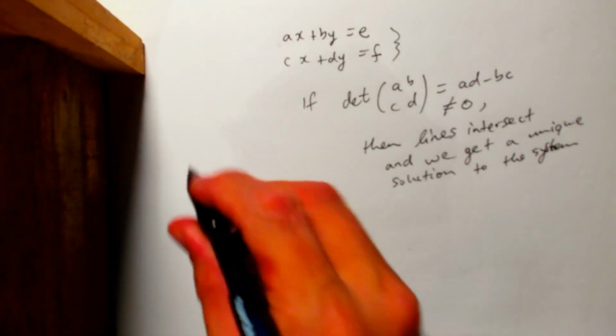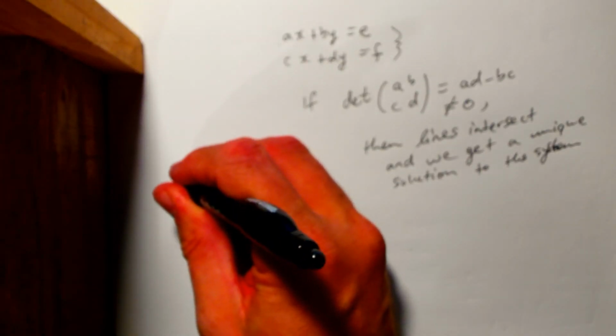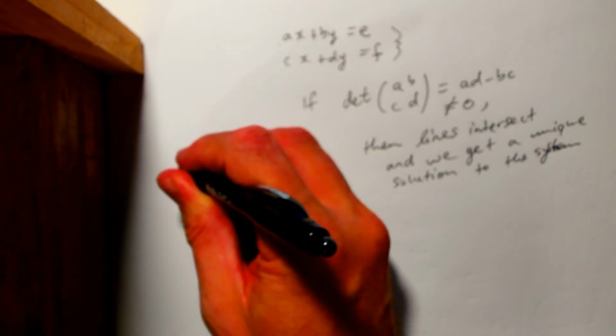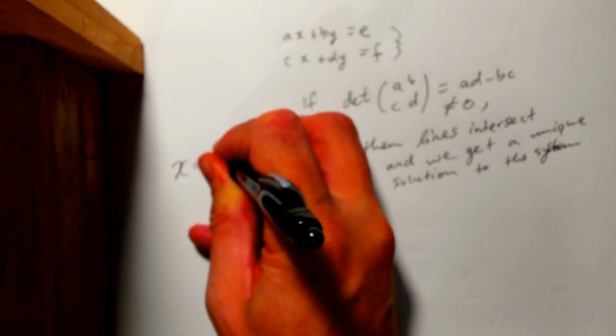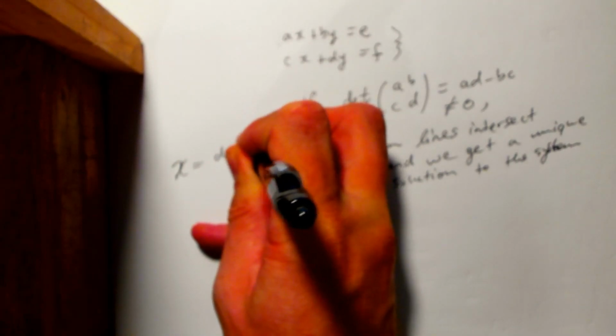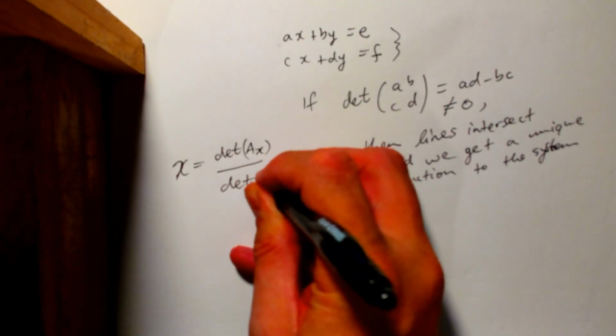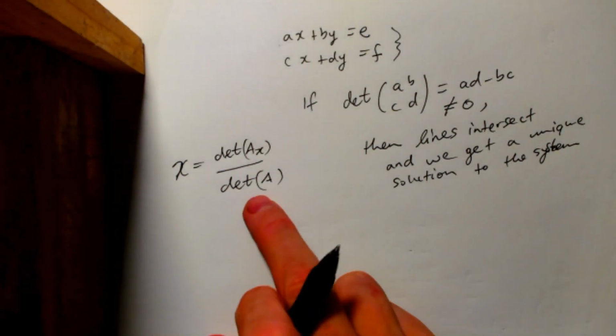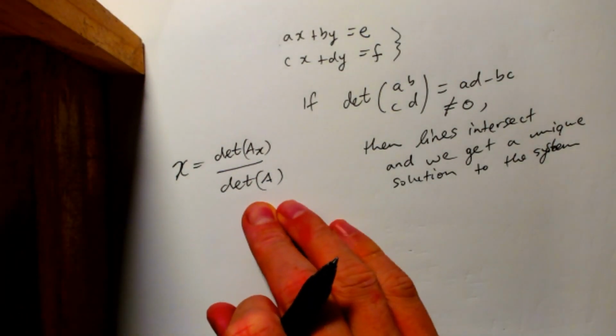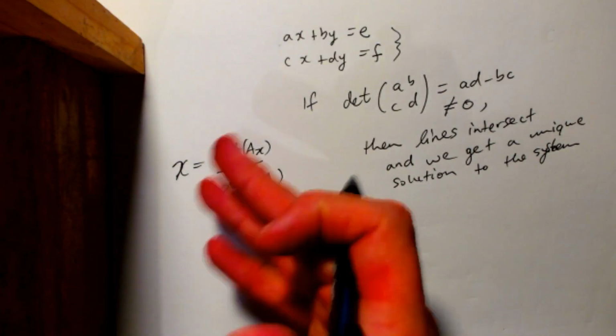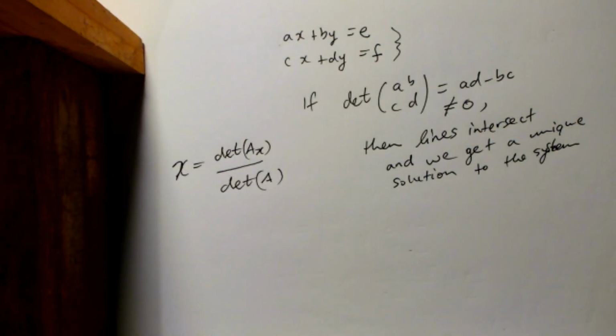Alright, so just notice from Cramer's rule, remember you had x equal to the determinant of Ax over the determinant of A. Right, now imagine if this denominator were 0, then you could not get a number here for x, right? So you would not get a solution. So this agrees with Cramer's rule.